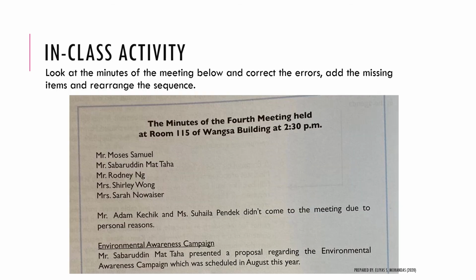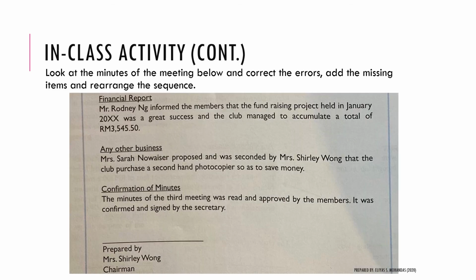Now for the in-class activity, what I want you to do is look at the minutes of the meeting below and correct the errors and the missing items and rearrange the sequence. So this is the first part of the minutes, and this is the second part of the minutes.